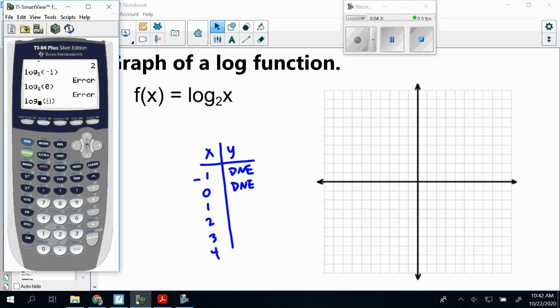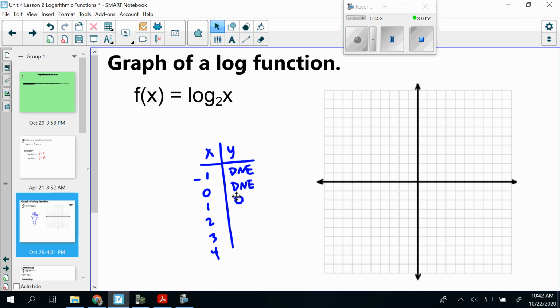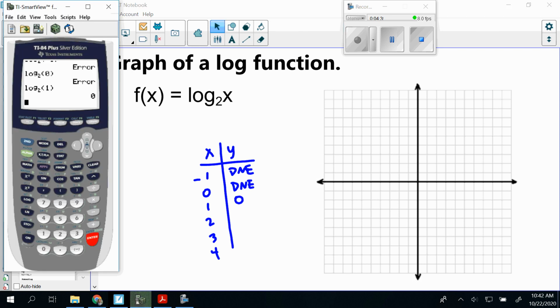So we're going log base 2 here of 1, and this one equals 0. The next one, log base 2 of 2, and this one should give us 1. So we got 1 here.